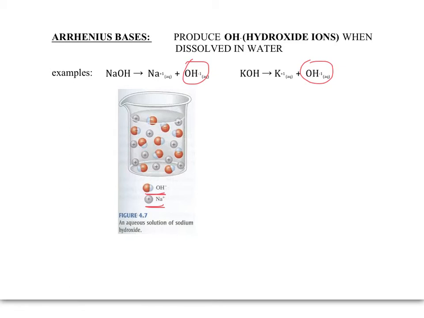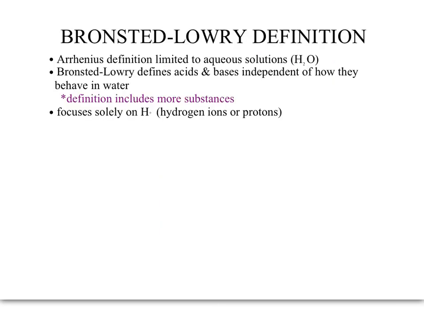This definition is very simple. You do have to put the acid or the base in water to produce the ions, the hydrogen ions or the hydroxide ions. But there is one other definition that we can use that will include more substances, and you don't necessarily need water. That definition is the Bronsted-Lowry definition. We don't need the water, but we can have water. But in this definition, we do get to include more substances.